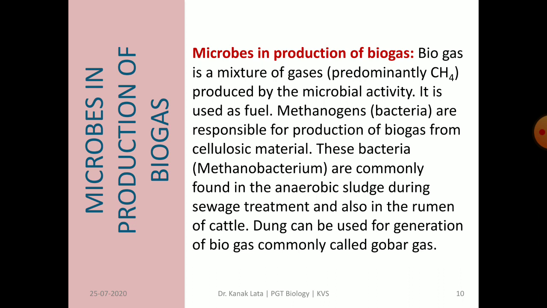Methanogens bacteria are responsible for production of biogas from cellulosic material. As we have earlier seen, these bacteria are commonly found in anaerobic sludge during sewage treatment and are also present in the rumen of cattle. So dung of cattle can also be used for the generation of biogas, and it is commonly called gobar gas. Why? Because it is mainly obtained from cow dung, that is gobar.